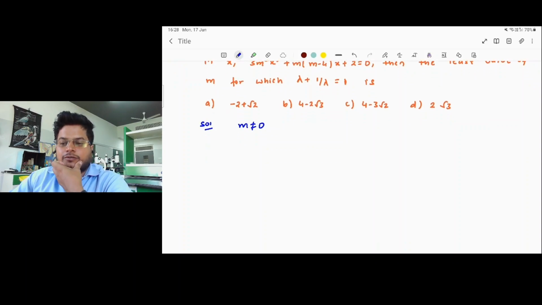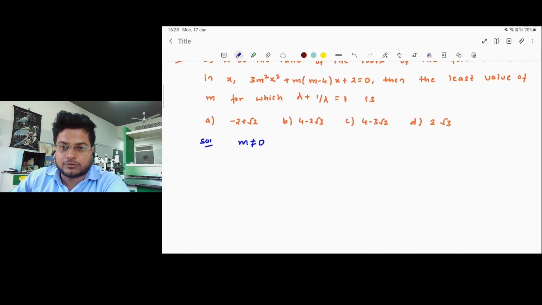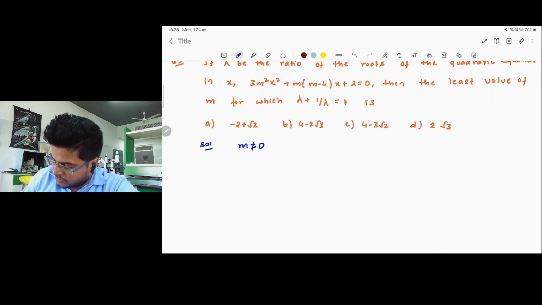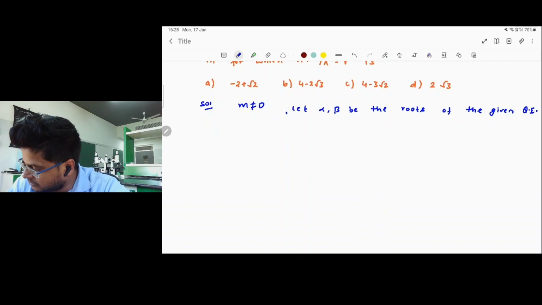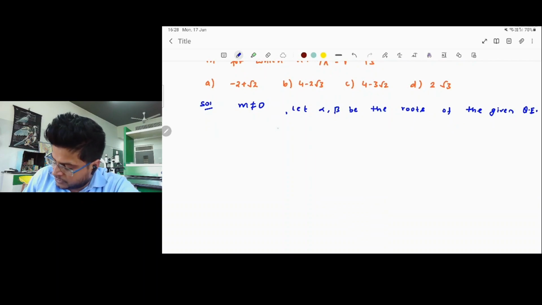Now the second part is what is lambda? So lambda is the ratio of the roots. Which roots? So we have to introduce them, isn't it? So let us introduce that let alpha and beta be the roots of the given quadratic equation. So what they are asking, lambda plus 1 by lambda. So I can go step by step. What is lambda? Lambda is alpha by beta. What is 1 by lambda? Which is beta by alpha.